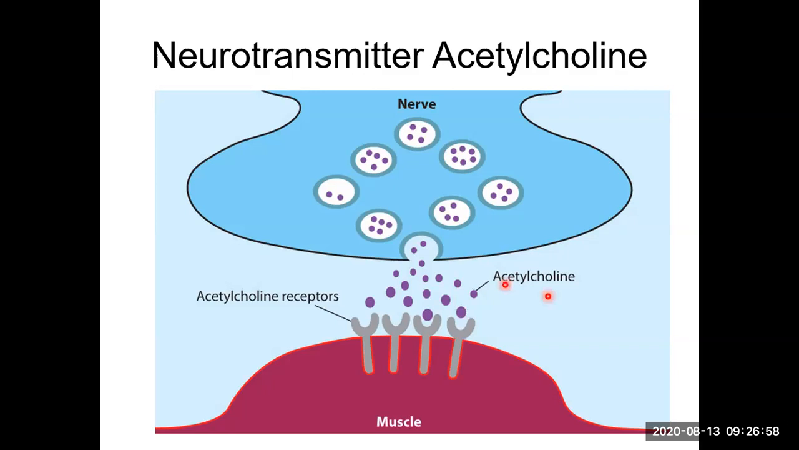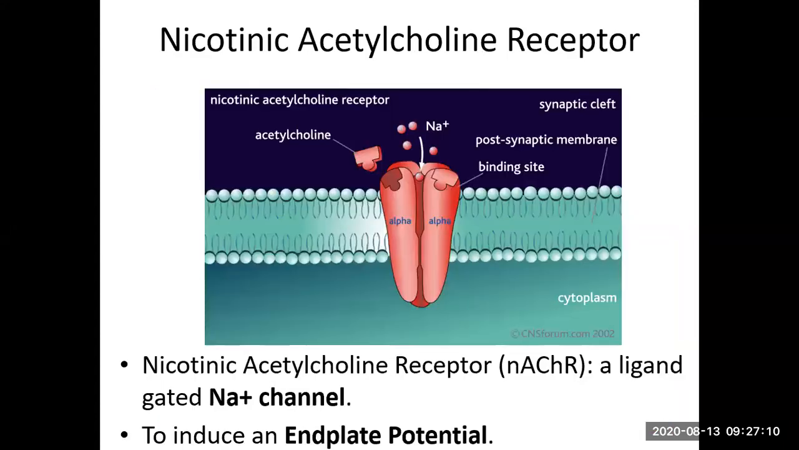Acetylcholine then binds on the receptor. Here's the muscle side, this is the nerve side. Acetylcholine binds on the receptor to cause the excitation of the muscle. The receptor of this neurotransmitter is called the nicotinic acetylcholine receptor, or nAChR. This nicotinic acetylcholine receptor is a ligand-gated ion channel. We talk about ion channels in our cells, so that's why we need to review it.